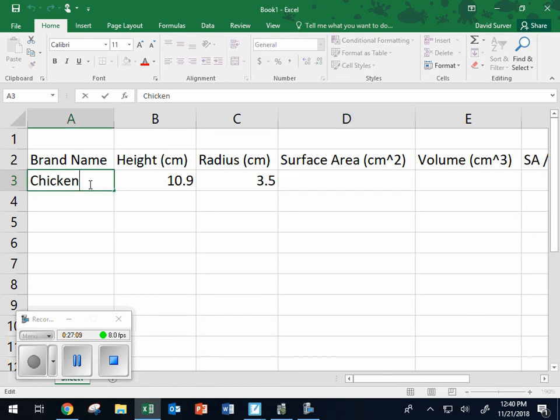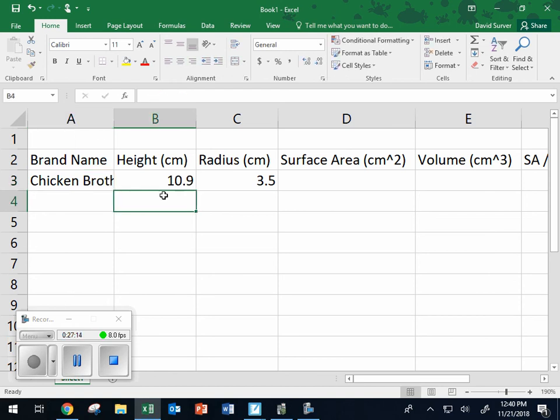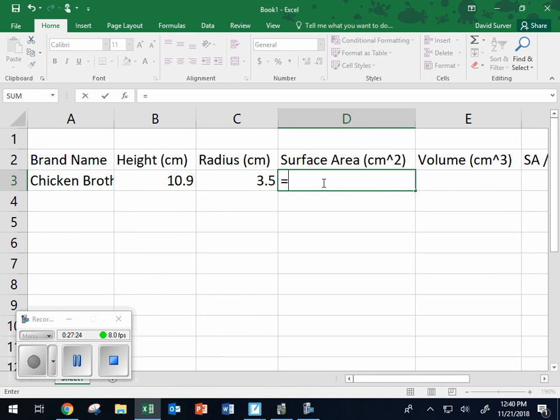So here we have a chicken broth can. I guess I should write chicken broth so that we don't think we're canning chicken anymore. So we have chicken broth. We have the height and the radius of that can. And if we want to find the surface area, we know what the equation was. So we just have to put it into Excel. To put it into Excel, we start with an equal sign because we have an equation, and equations always have equal signs.